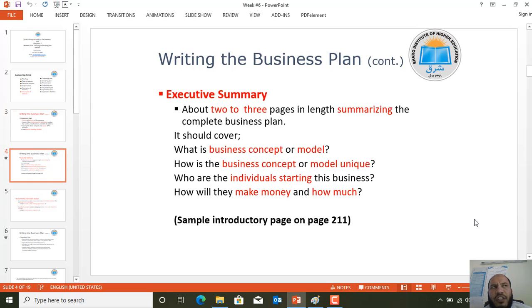Along with this, the second part of the business plan is the executive summary. We have explained that the executive summary should have a length of 2 to 3 pages. It is a summary document, and it covers the business concept, the model of the business, the uniqueness of the model, the person who will start this business, and also an explanation of how we can make money and how much we can. So these are some of the important topics that we have done in our earlier class.